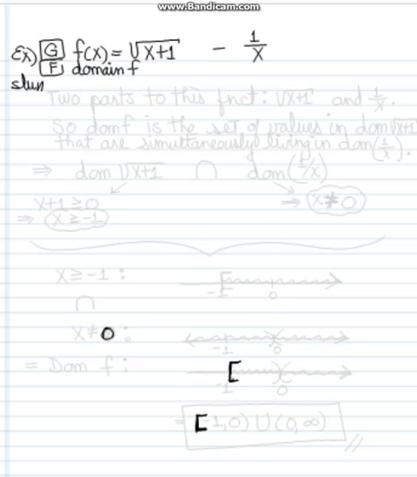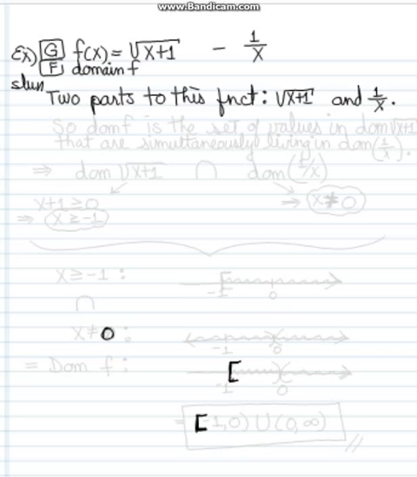Here we're given the function f of x equals the square root of x plus 1 minus 1 over x. We're asked to find the domain of this function. It's easy to see that this function comes in two parts, the first the square root and then the rational function 1 over x. So it's going to be an interesting thing to find the domain of the entire function.